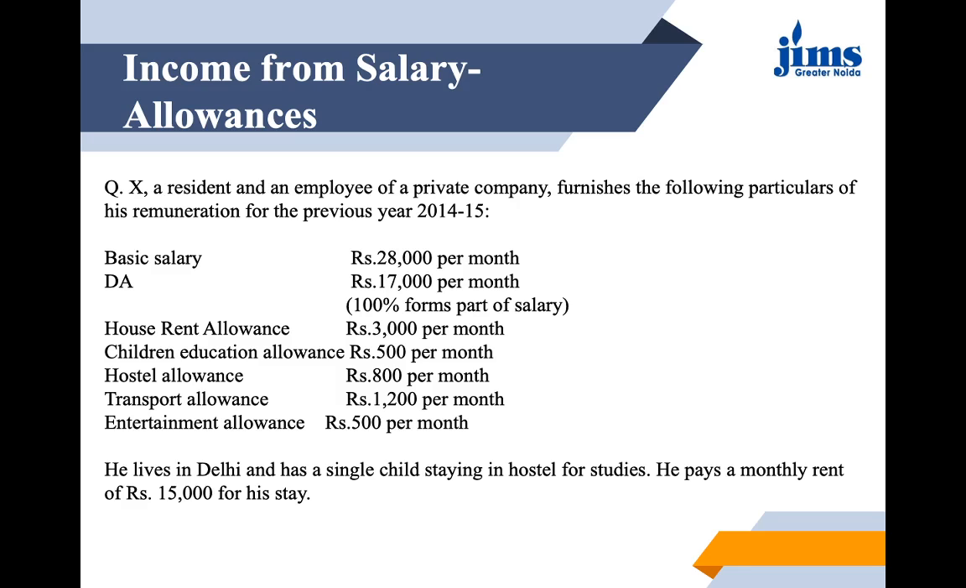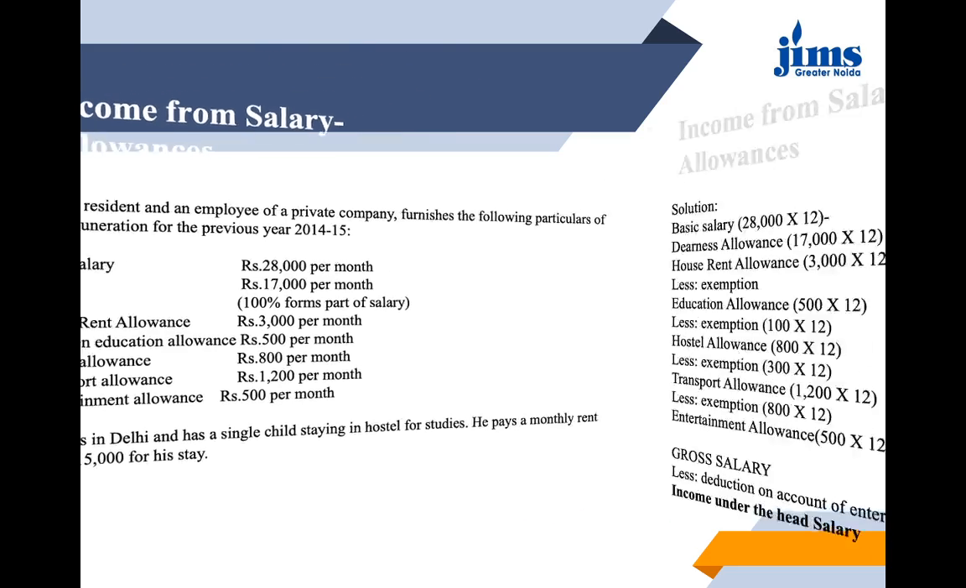Children education allowance 500 per month. Hostel allowance rupees 800 per month. Transport allowance 1,200 per month. Entertainment allowance rupees 500 per month. He lives in the city of Delhi and has a single child staying in the hostel for studies. He pays a monthly rent of rupees 15,000 for his stay. Let us see the solution, how to calculate his taxable income.